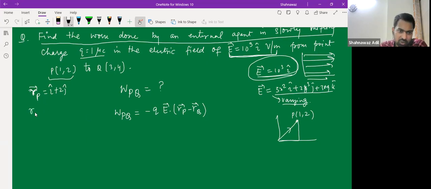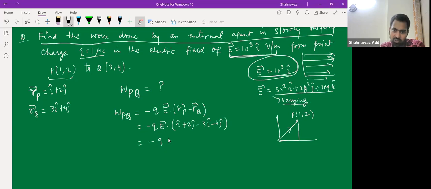And RQ would be how much? 3i hat plus 4j, right? So this you guys have learned already. So this would be QE dot (RP minus RQ), that is (i plus 2j minus 3i minus 4j), and this is minus Q. E is 10 cubed i hat, dotted with minus 2i and minus 2j.